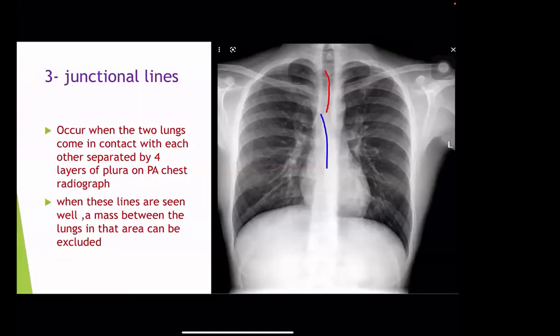The third is the junctional line, where the two lungs lie in contact anteriorly and posteriorly. When the two lungs lie in contact with each other, they are separated by four layers of pleura. These lines are very important because a mass between the lines can be excluded if these lines can be seen. The red line represents the posterior junctional line, and the blue line represents the anterior junctional line.